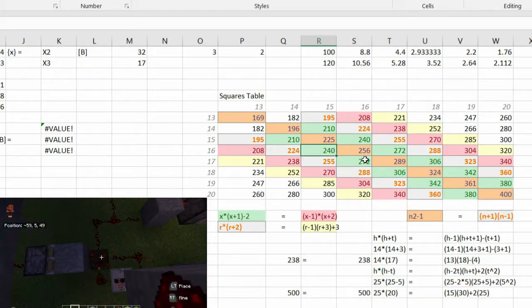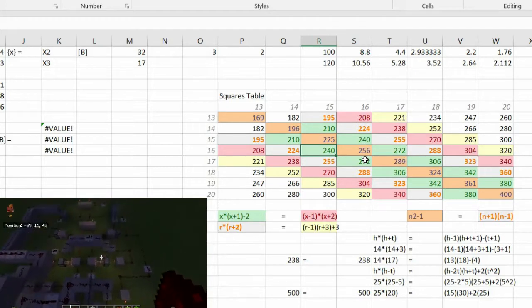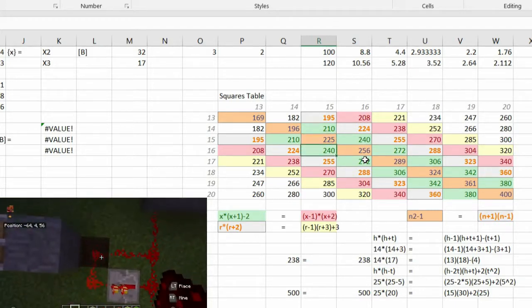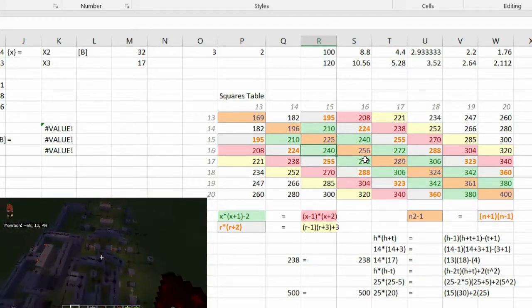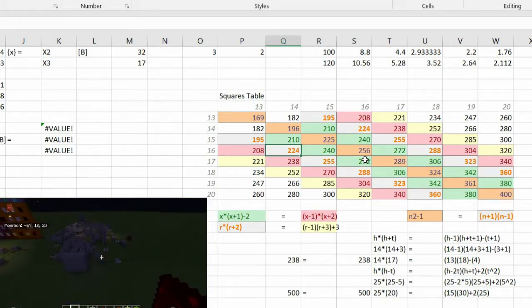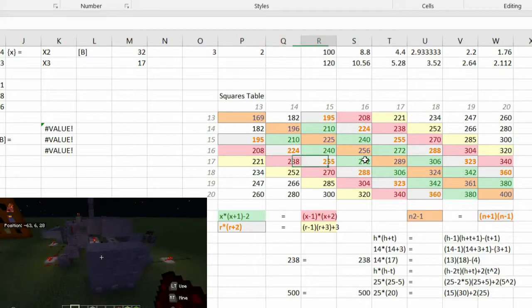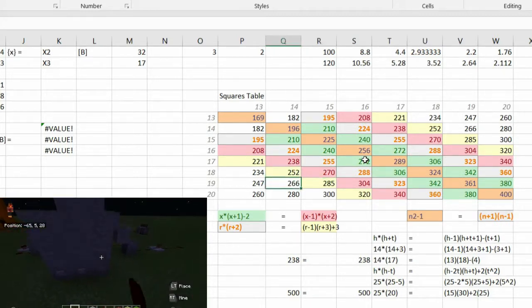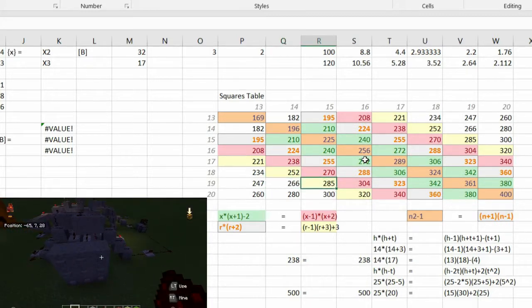Now, x minus 1 times x plus 2. Well, what do you have? 15 minus 1, 14. 15 plus 2, 17. Works for any number. Now, it helps if it's a part of a square, but it doesn't need to be. And all these equations can be derived.